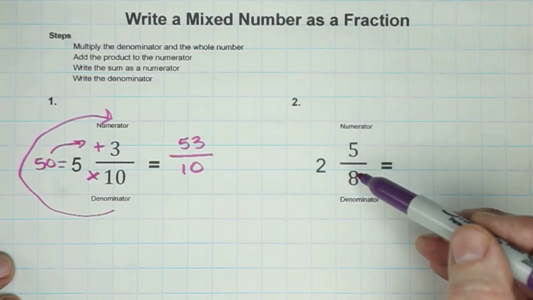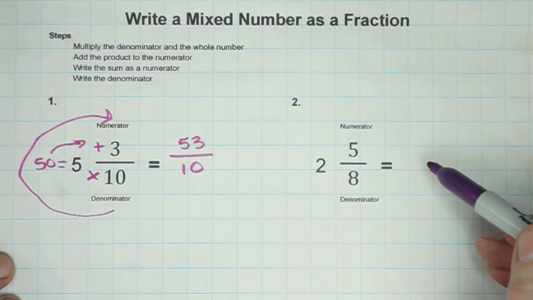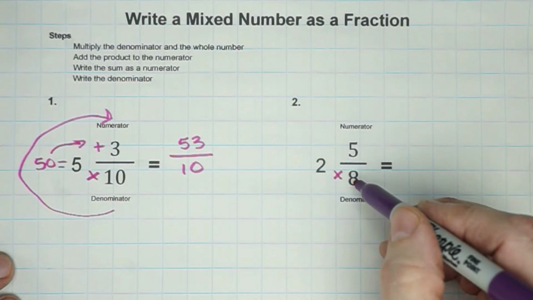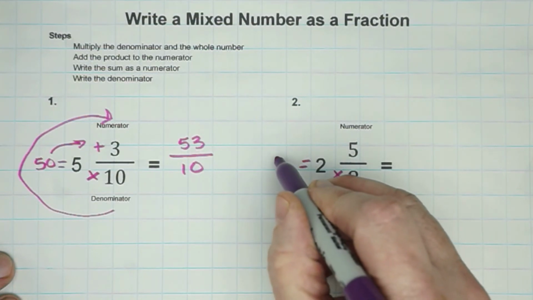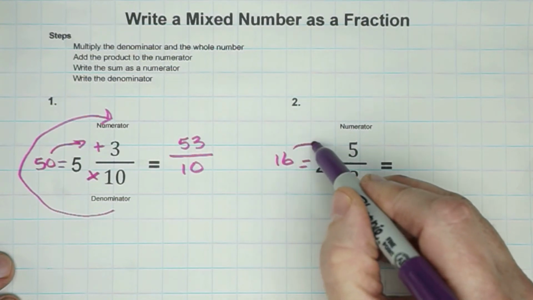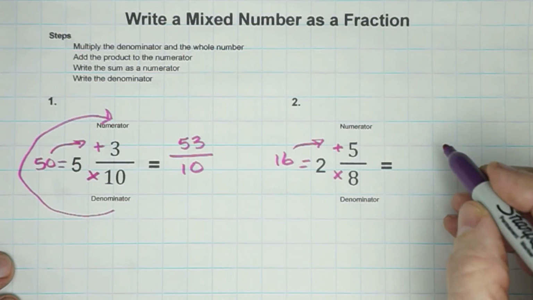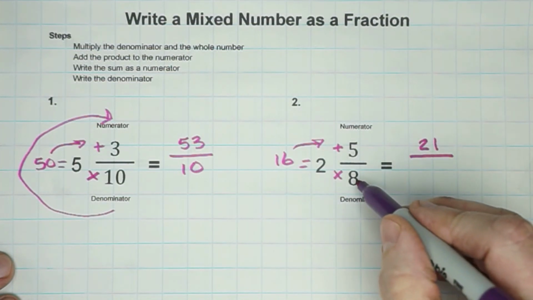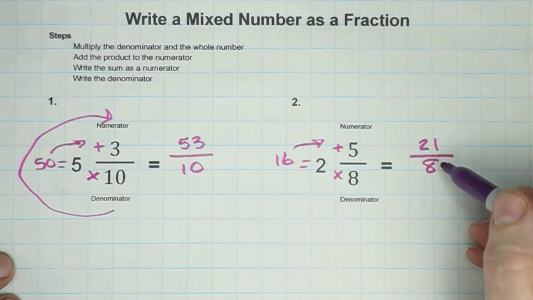Example 2, 2 5/8 is our mixed number, and we would like to write that as an improper fraction. So we're going to take our denominator and multiply that by the 2. So is that our answer? No, we're going to add that 16 to the 5. 16 plus 5 is 21. So that's our numerator. And then we just take the 8 and rewrite it. And so our improper fraction would be 21 over 8.